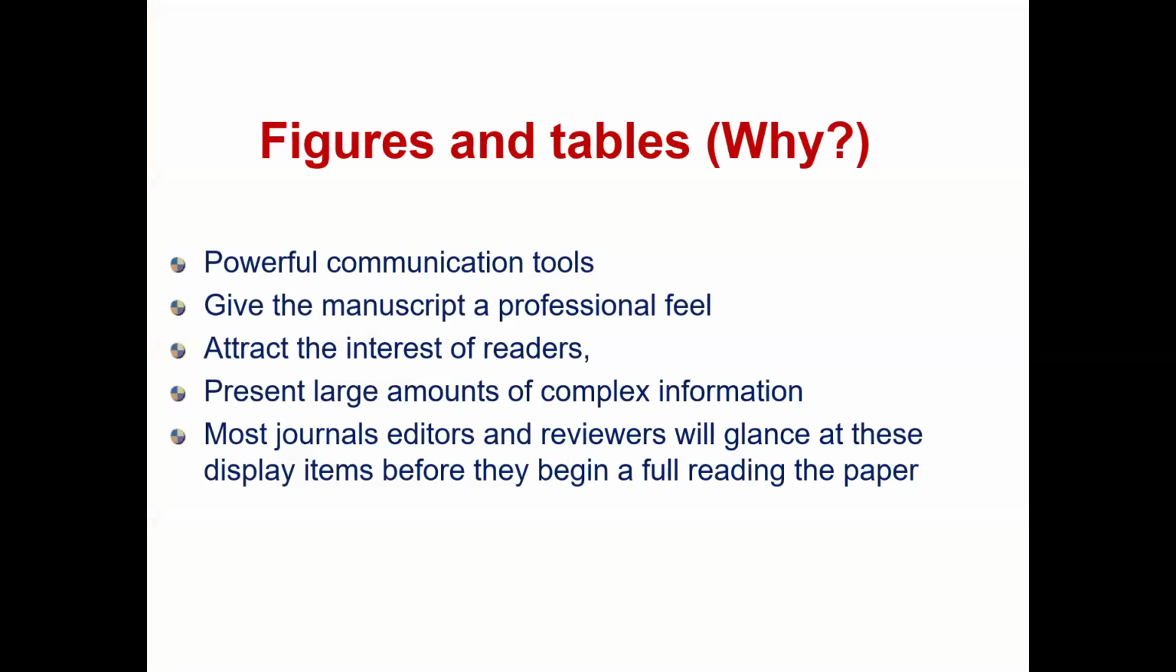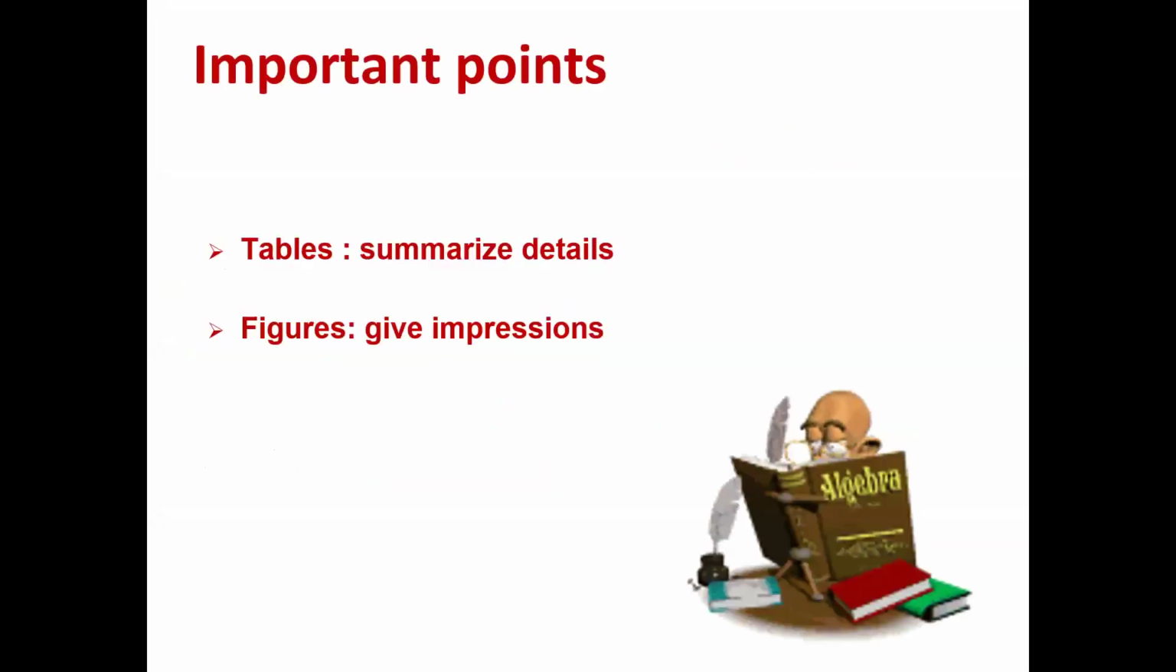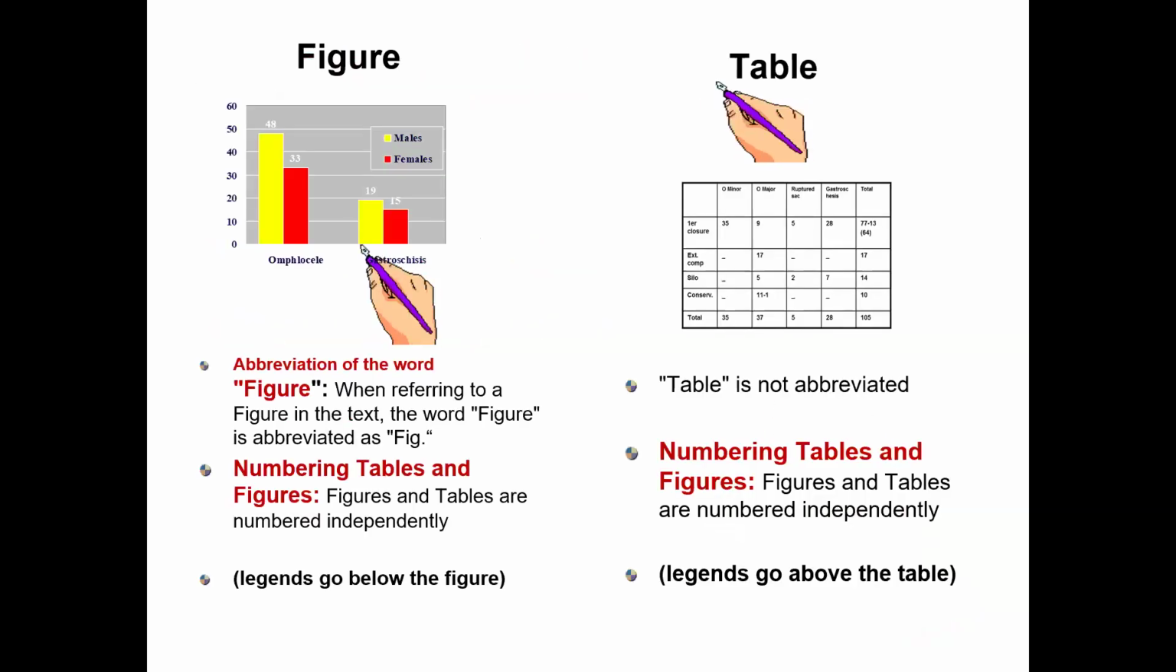So in order to highlight some important data for the result, figures and tables are actually powerful communication tools, and they give a manuscript a professional feel. They usually attract the reader's attention. As a reviewer, we usually read the title of the manuscript, and then we look at the tables and figures, and then go back to the abstract, and then go back to the introduction, etc. So formulating good tables and putting in good figures are very important. Tables usually summarize the details, and figures give a good impression of your work.